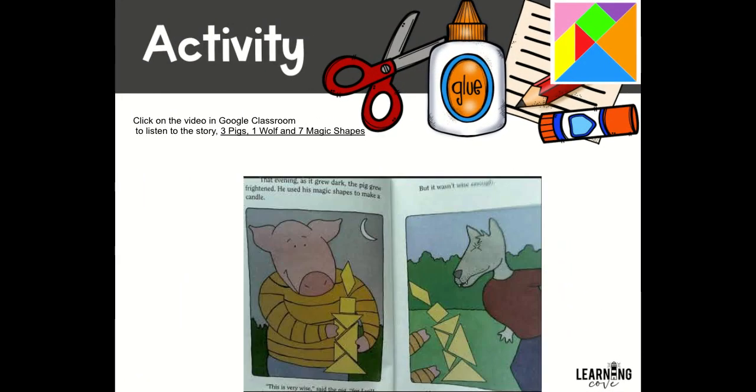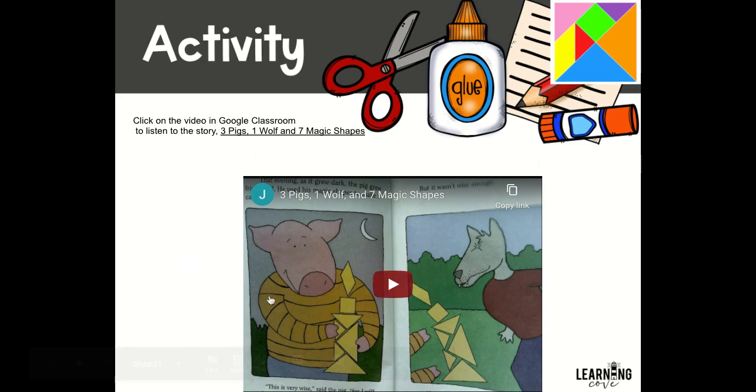Or your reflection. This is just if you want, since all week we've been listening to tangram stories, if you want to listen to the cute story Three Pigs, One Wolf, and Seven Magic Shapes, I put the link in this assignment in Google Classroom for you.